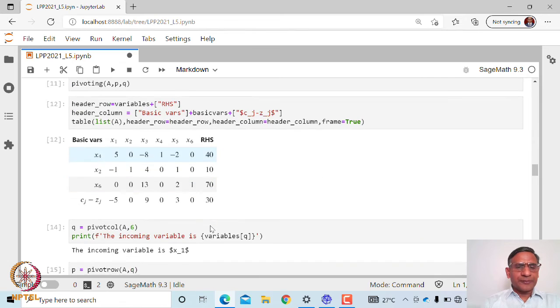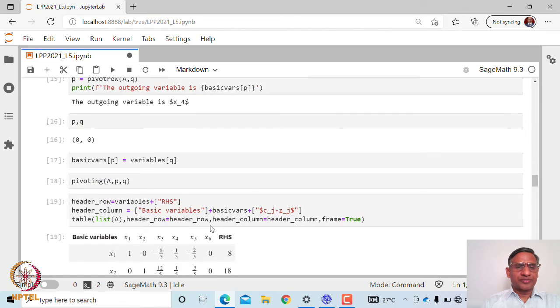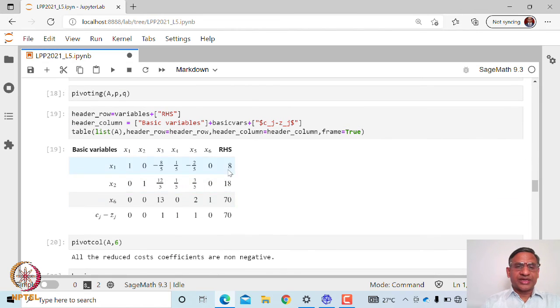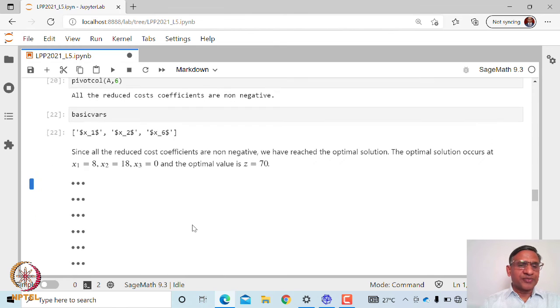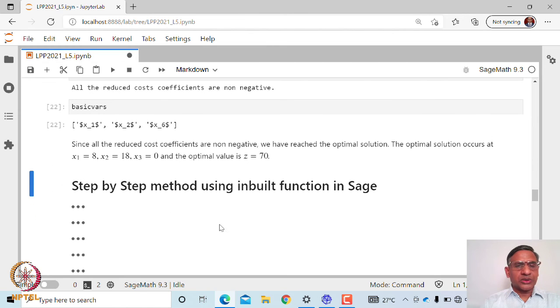Right. And on the way, in case we have a situation where all the coefficients in the incoming column are negative, then we know that the problem is unbounded. So we will look at some other examples a little later. But now let us look at how we can solve this problem using an inbuilt function in Sage.